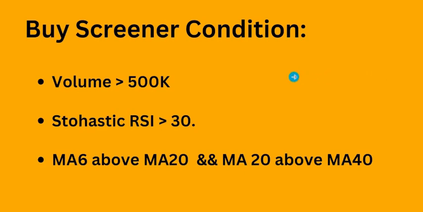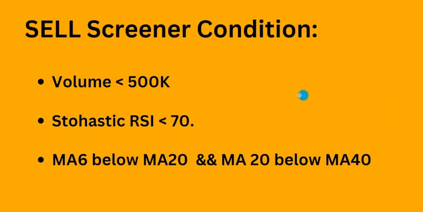And using screener conditions, we need to use the TradingView screener. And for the buy screener, the conditions are volume has to be greater than 5 lakhs, stochastic RSI has to be greater than 30, moving average 6 is above moving average 20, and moving average 20 is above moving average 40. Why I have given both "and" is that both conditions need to be met for the buy screener. This is for the buy screener.